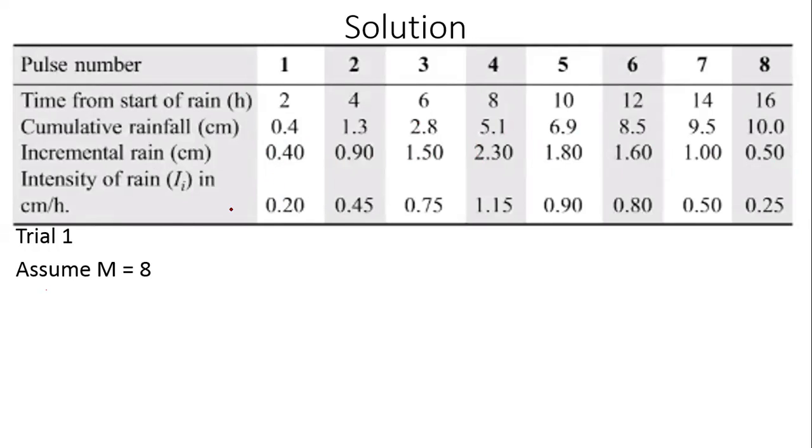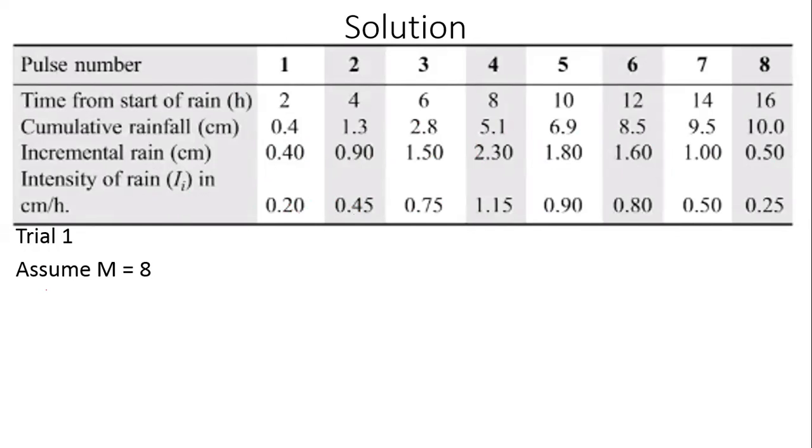So from that, you can estimate what the rainfall intensity was in each of those time intervals, right? 0.4 divided by 2, 0.2 centimeters per hour. 0.9 divided by 2, 0.45 centimeters per hour, and so on. It's very, very easy. I'm not going to bore you with all these details.